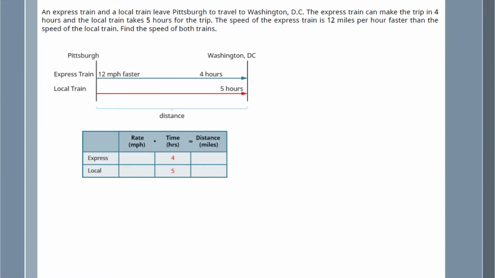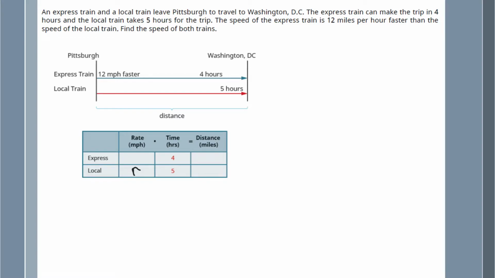All right, so the rate, we'll start with the local train. Do we know how fast the local train was traveling? Do we have any information about that? The answer is no. So this is algebra after all. So for rate for the local train, we're just going to fill in the variable r. We don't have any clue about it, so we're just going to leave it as r.